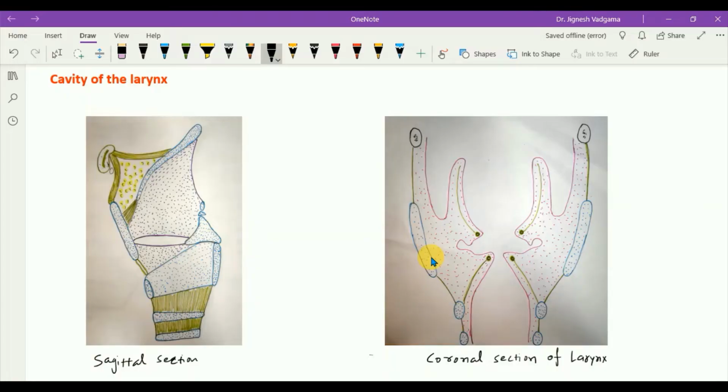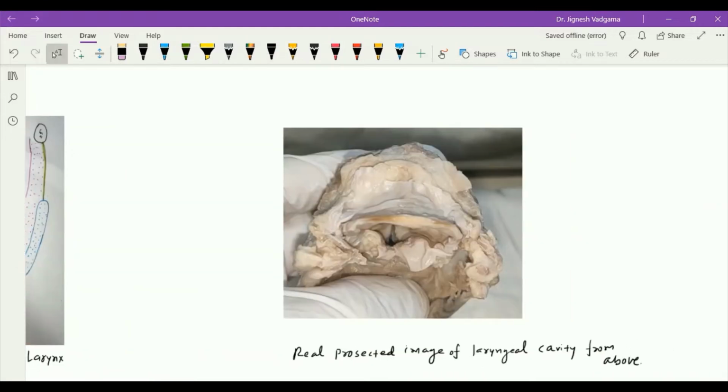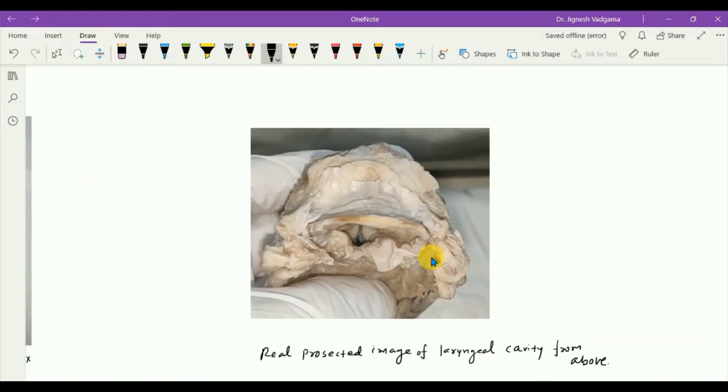Now let's see the cavity of the larynx. To understand the cavity of the larynx, we have three images. This is the sagittal section of the larynx. This is the coronal section of the larynx. And one more figure: this is the real prosected image of the laryngeal cavity from above.